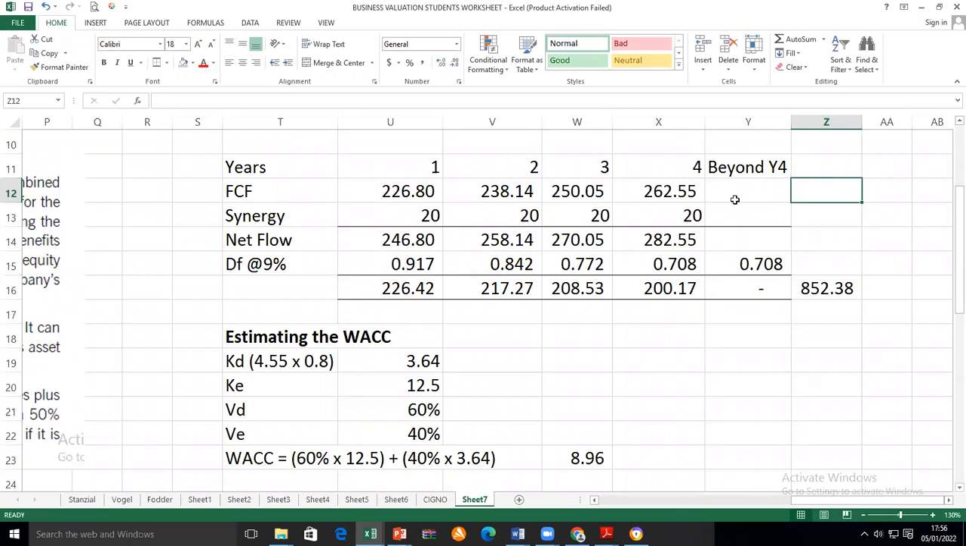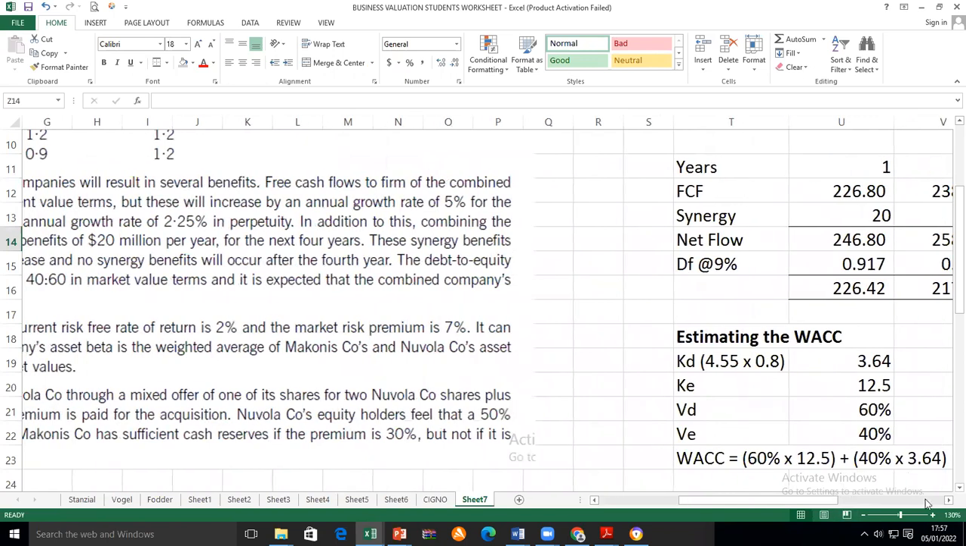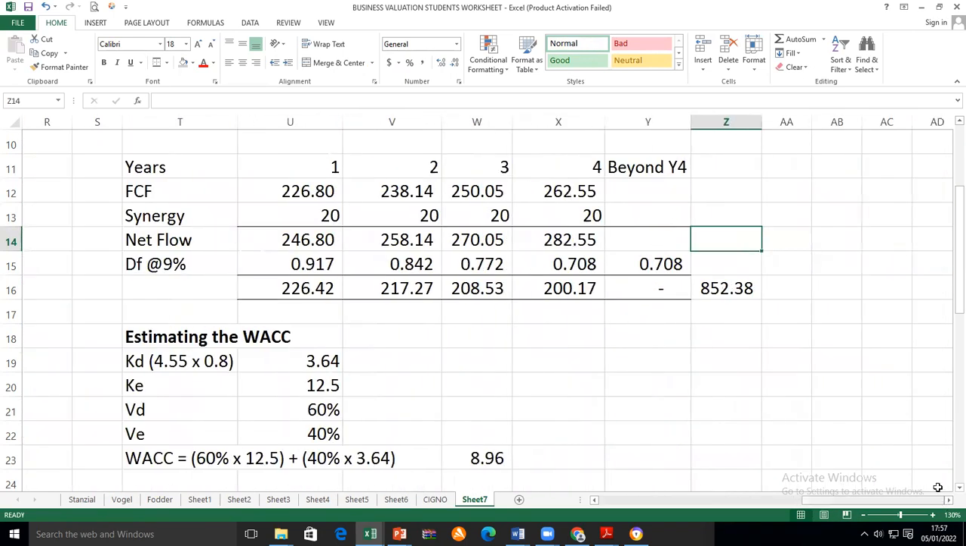Let us now calculate the value beyond. So the value beyond, do you remember? We need to know the rate. So what is the rate after the first 4 years? What's the growth rate? 2.25. Okay, so that is the rate we are going to use.